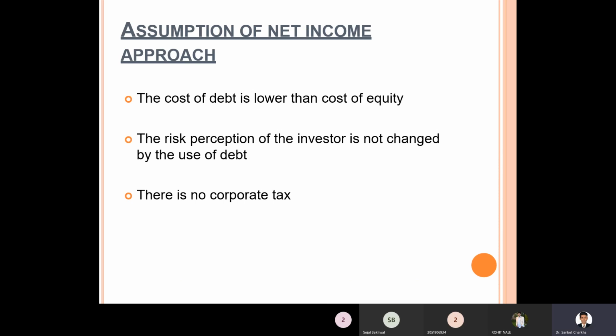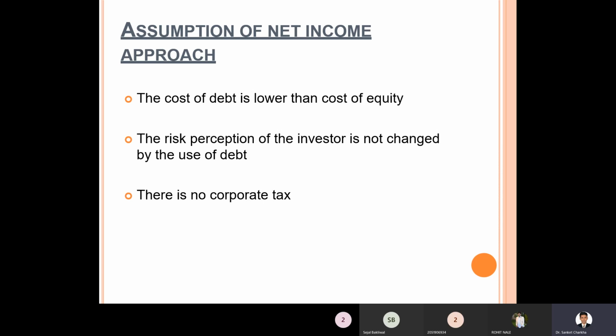Assumptions of the net income approach: the cost of debt is lower than the cost of equity. Yes, we have seen this in the introduction itself, because if the cost of debt is lower, then your overall cost of capital is lower. So the assumptions of the net income approach by David Durand clearly mention that the cost of debt is lower than the cost of equity. The second assumption is with respect to risk perception: the risk perception of the investor is not changed by the use of debt.